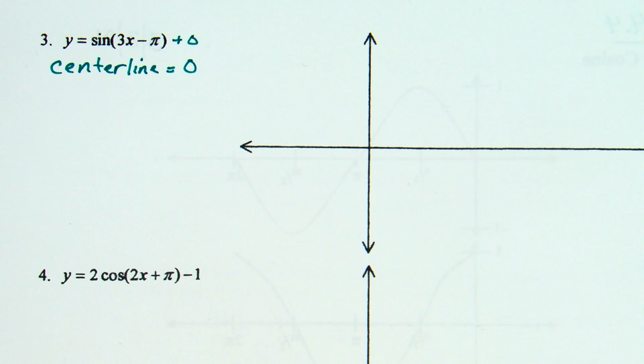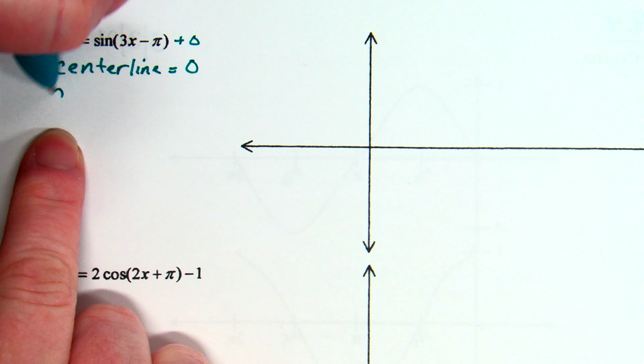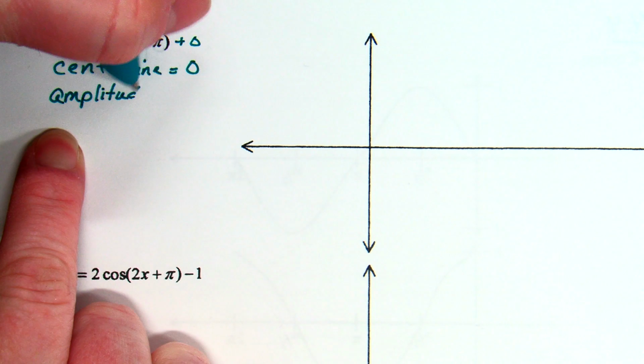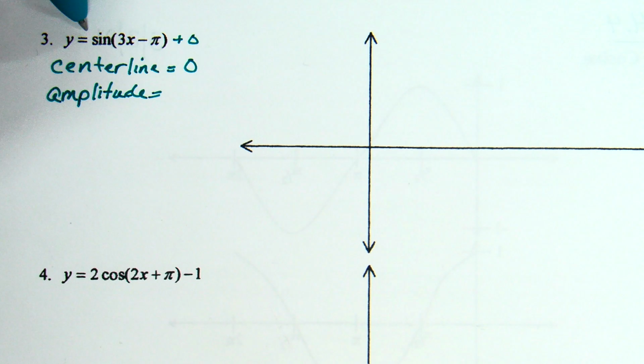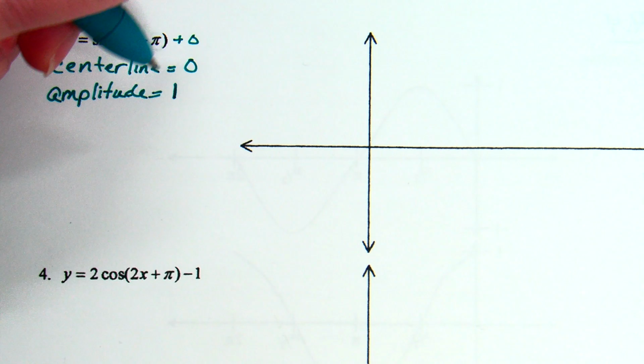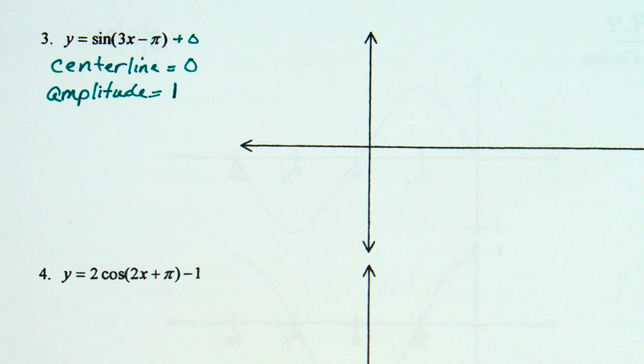Okay, we usually talked about amplitude. And amplitude, it's a letter A, right? It's whatever number is in front of sine. So what's in front of our function sine here? An invisible 1. So our amplitude is 1, which, if you remember, is how high or low your graph goes.